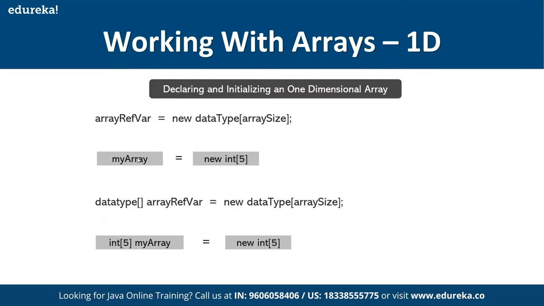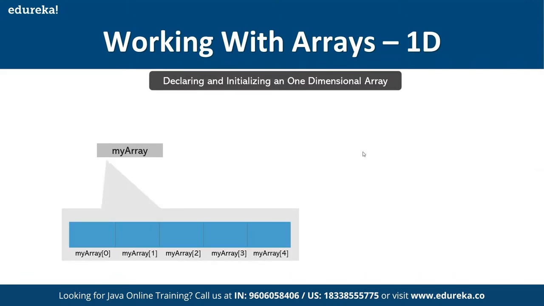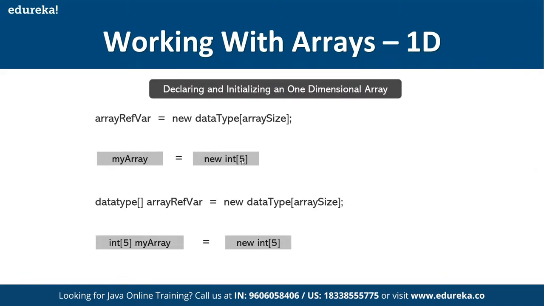Here I have mentioned myArray, which is the name of my variable, and I'm saying it belongs to the integer data type. Now, when I say int 5, it actually means that this array can store 5 elements, and these 5 elements will belong to the data type of integer. When I say myArray is equal to new int 5, this is going to actually allocate the memory for me.